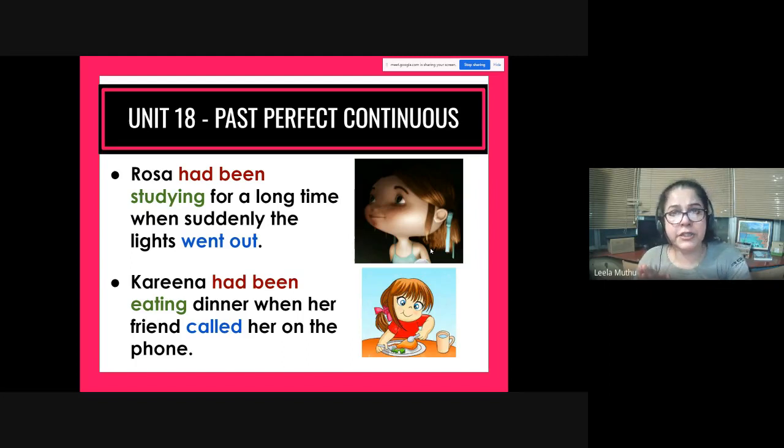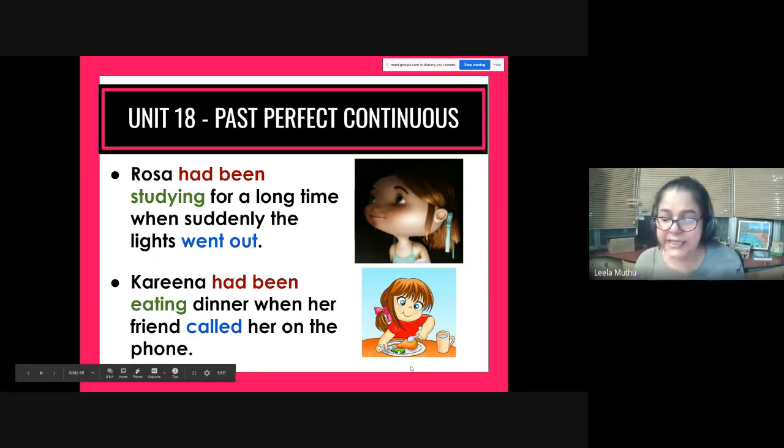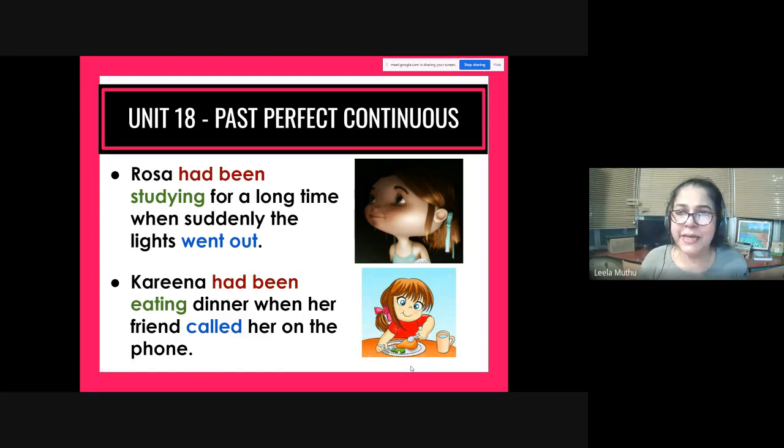Past perfect continuous. Okay, Karina had been eating dinner when her friend called her on the phone. Now, Karina was enjoying a lovely dinner. Look at that. She's sitting and eating some lovely chicken with some, looks like broccoli. Okay, she's eating it, she's really enjoying her meal. So she had been eating dinner until her friend called.